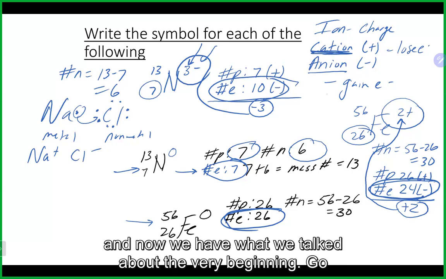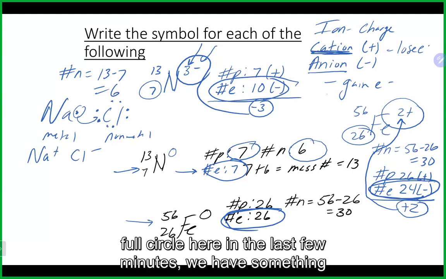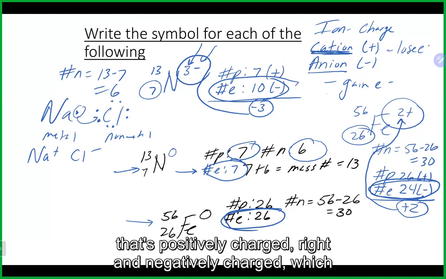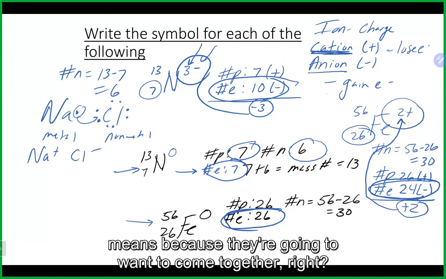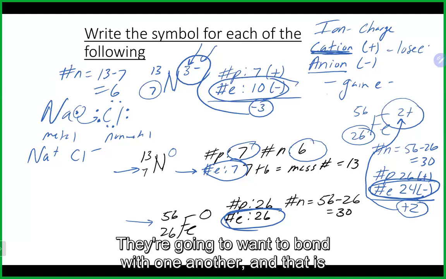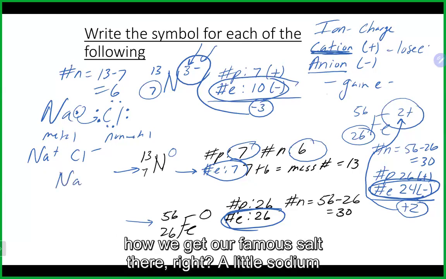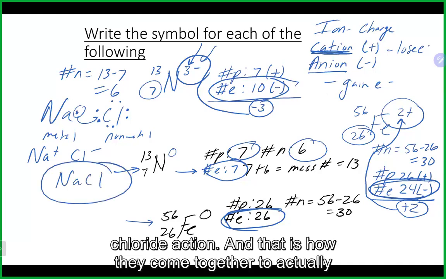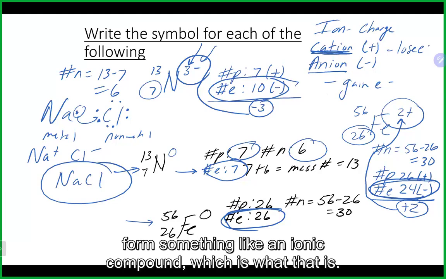And now we have what we talked about at the very beginning, going full circle here in the last few minutes. We have something that's positively charged, right? And negatively charged, which means they're going to want to come together, right? They're going to want to bond with one another. And that's how we get our famous salt, right? A little sodium chloride action. And that is how they come together to actually form something like an ionic compound, which is what that is.